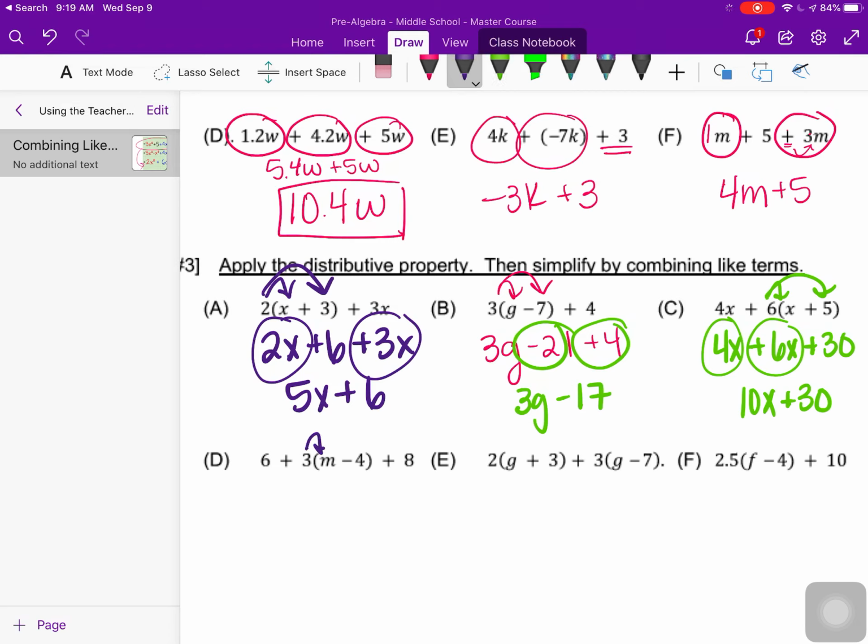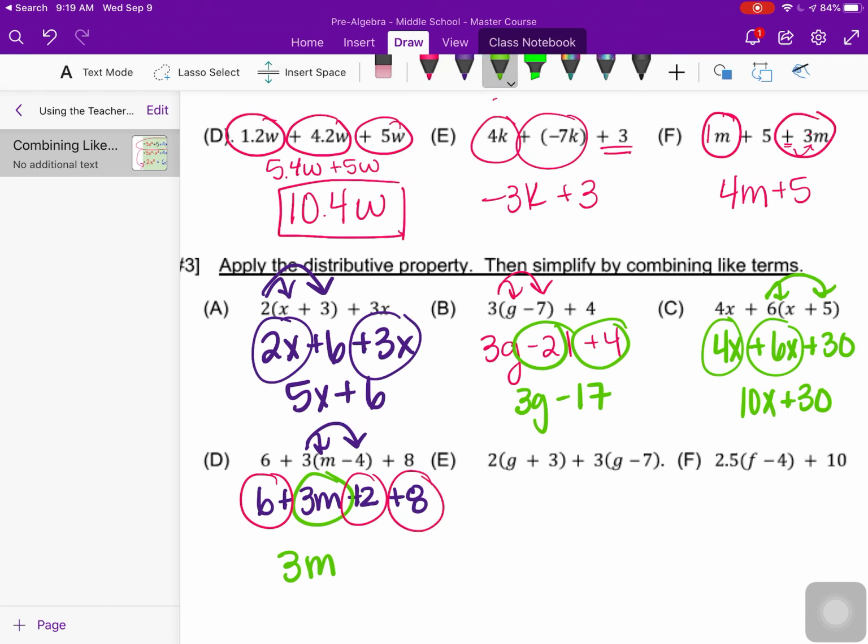Letter D, distribute first, not the 6, just bring it down. 3 times m is 3m. 3 times -4 is -12 plus 8. So your only m term is the 3m, and then you have 3 sets of numbers to combine. So 6 minus 12 is -6. -6 plus 8 is positive 2.